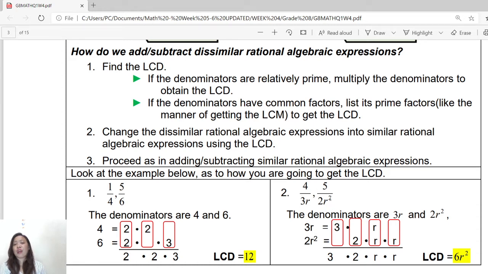Another, we have the denominators 3r and 2r squared. For 3r, the factors are 3 times r, while for 2r squared, the factors are 2 times r times r. We have no common for the 2 and 3, so we write them down, and since r is common, we get just 1 and we still have r. Multiplying all, we have now 6r squared. That is now your LCD.